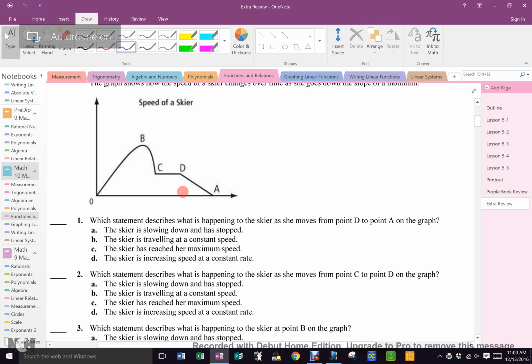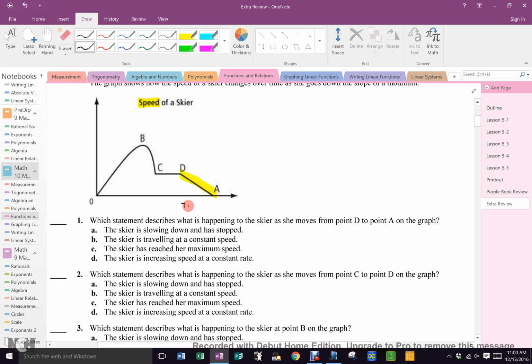Okay, guys, here is the other review. It's got a few different questions on it, but I'll probably just do the whole thing just to double it up. All right, so question one. What is happening from point D to point A? This part right here. Now, you need to be careful because it says it's the speed of a skier.